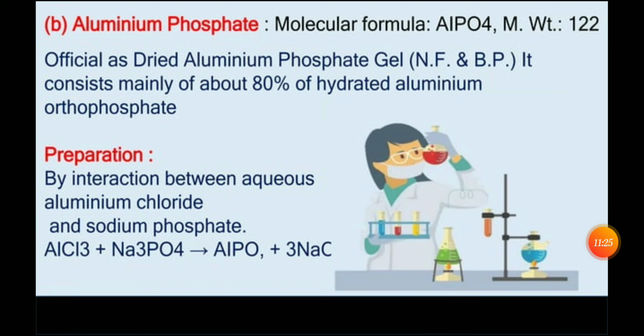So preparation. What is the preparation? By interaction between aqueous aluminum chloride, AlCl3, and sodium phosphate. It is the interaction between the aluminum chloride and sodium phosphate. So it will give aluminum phosphate.